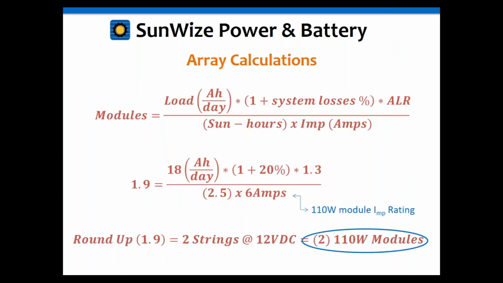And so let's just run through these calculations really fast. Using that example we had earlier of the load that ended up being 18 amp hours a day, we're going to take that 18 amp hour per day load, multiply that by the system losses of about 20%, which is usually a pretty good average to use. Then we're going to multiply that by an array to load ratio of 1.3. Then we're going to divide that by the sun hours of 2.5.